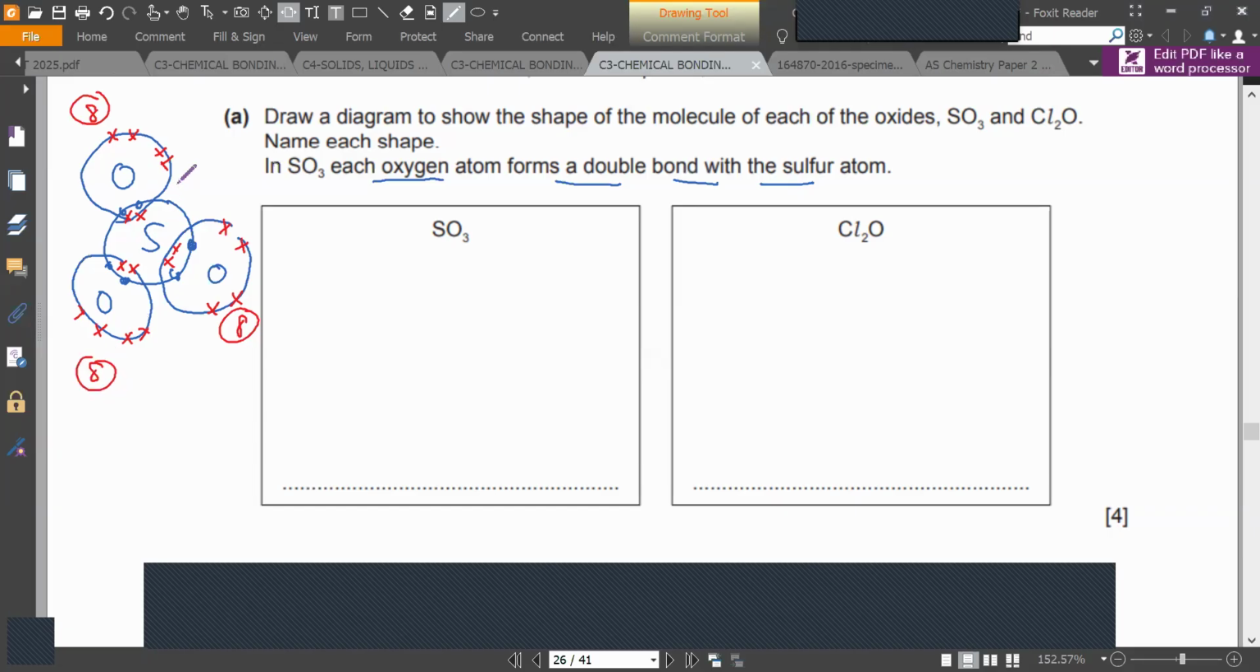But how about the sulfur? Sulfur has 12 electrons. But we know this is okay. Why? Because sulfur is in period 3, so it has extra d orbitals. The d orbitals, so it can expand the octet. No problem. So now sulfur is like this.